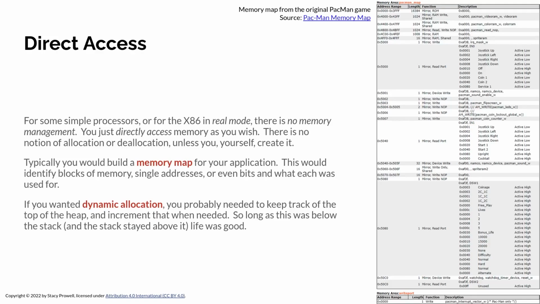An example of the memory map is the Pac-Man memory map over on the right-hand side. Right? We have a set of addresses. There are different things at those addresses, and this shows some of the things that are stored at those addresses. If you want dynamic allocation, then you will have to keep track of the heap. You'll have to keep track of addresses and manage all that yourself.